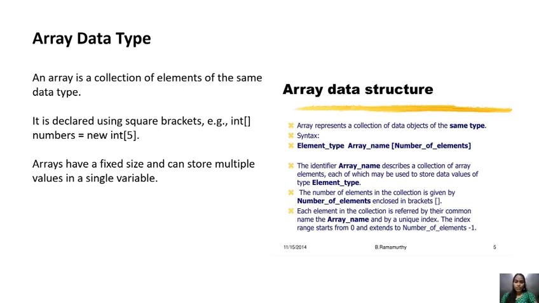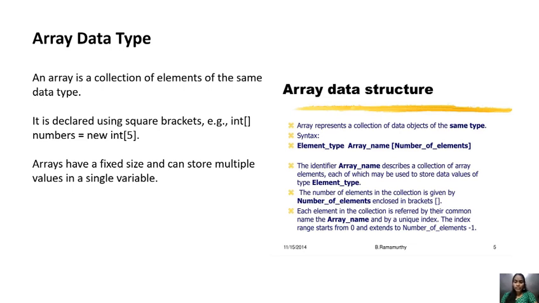Array data structure. An array represents a collection of data objects of the same type. Let's see the syntax. Element type: what is the type of the elements we are going to store in the array? Array name: what is the name we are going to give the array? And number of elements: how many elements, that means the size of the array.